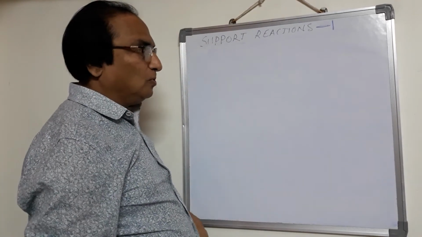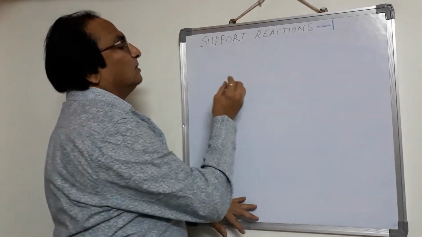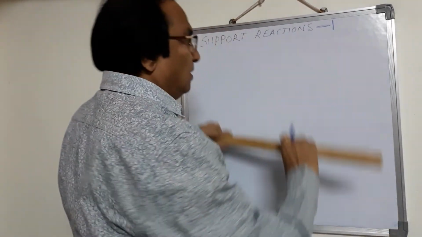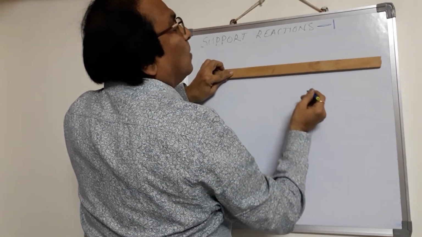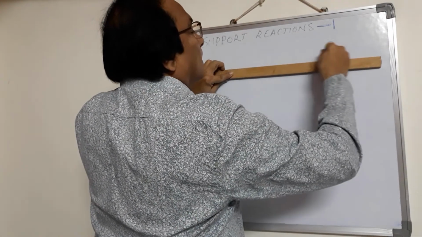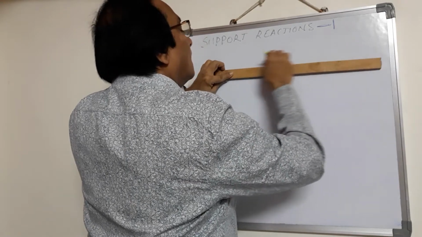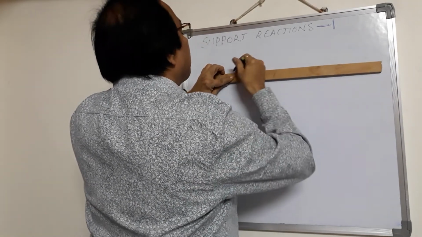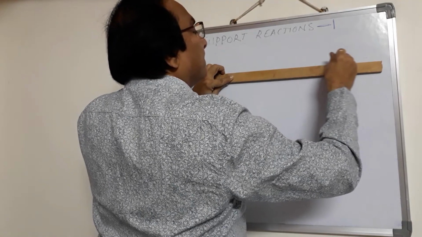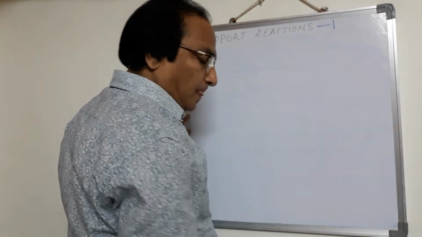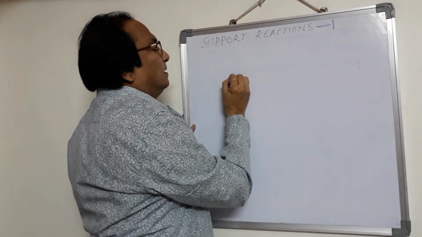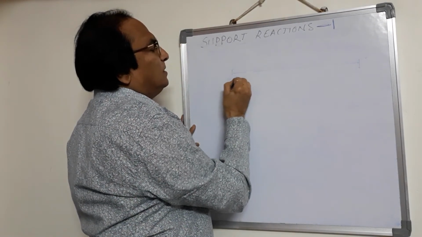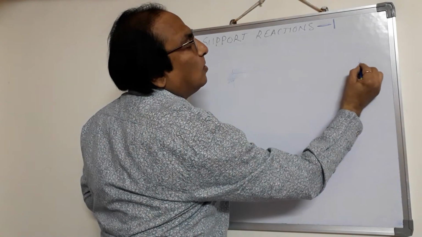Now let us go one step ahead. We will see the other category of problems. We have seen in both the cases the loads are acting vertically. We will take another beam. Here it is hinged and this is on roller.